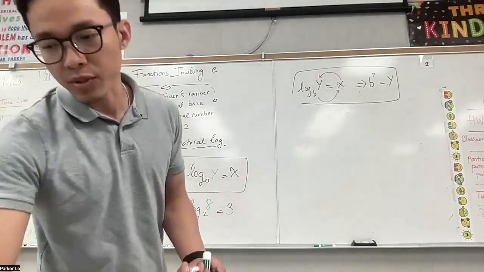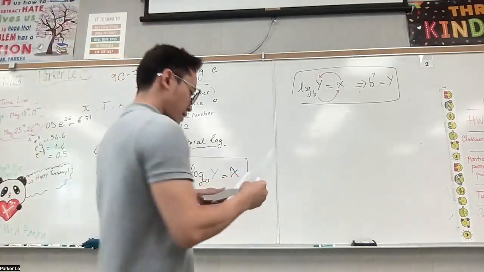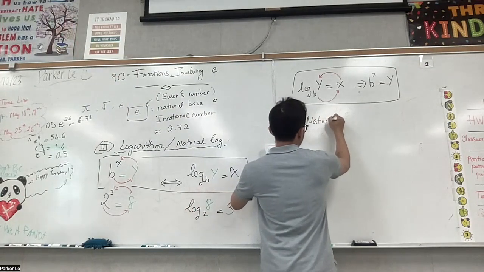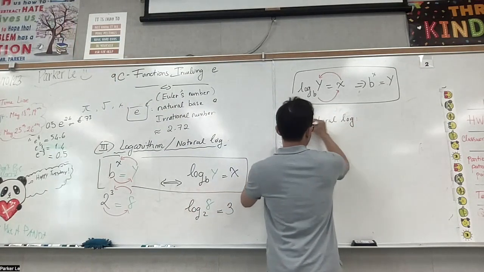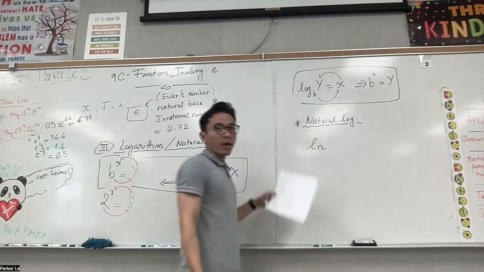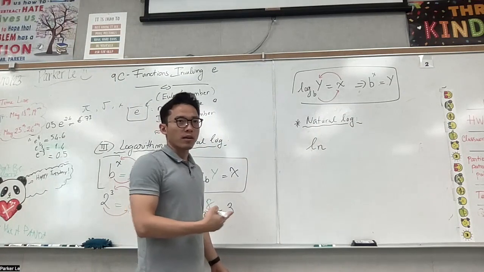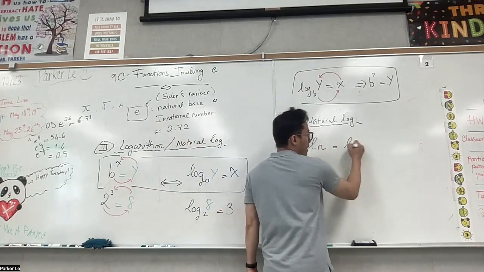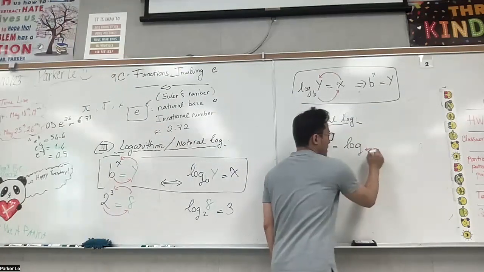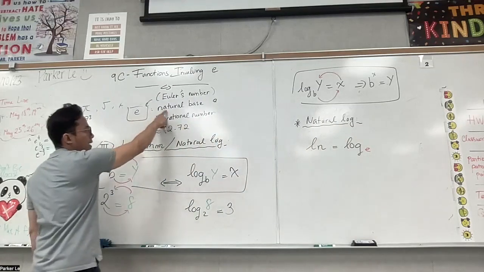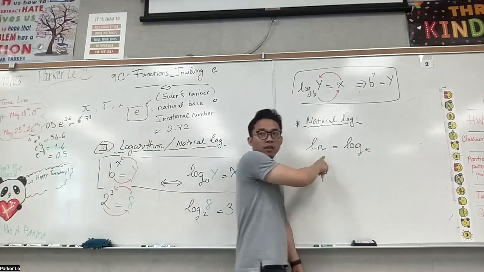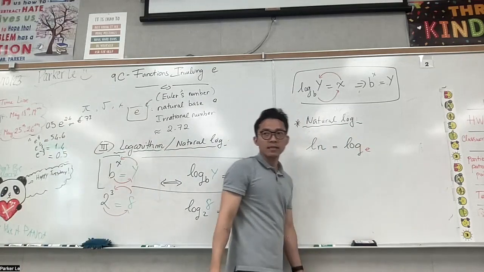So let's do a couple of examples so you know what's going on. But before this, let's have some notes too. Natural log. Natural log is ln. Okay, ln is natural log. So what is natural log? Natural log just means this is the log, but the base is e. That's why e is named the natural base. That's why it's the name. So remember, natural log is log of base e.